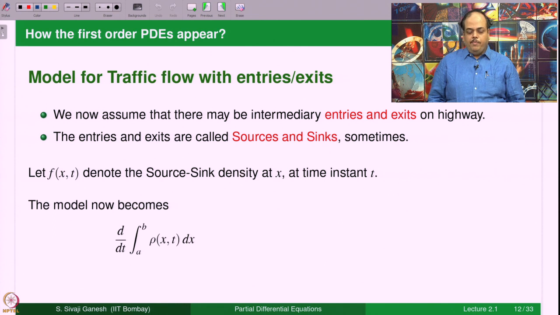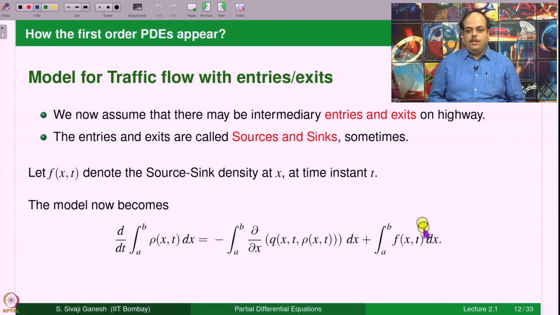Now, the model becomes this. This is the rate of change. Earlier this was just equal to the flux, but now this will also have the source-sink term, which is the integral from a to b of f(x, t) dx.